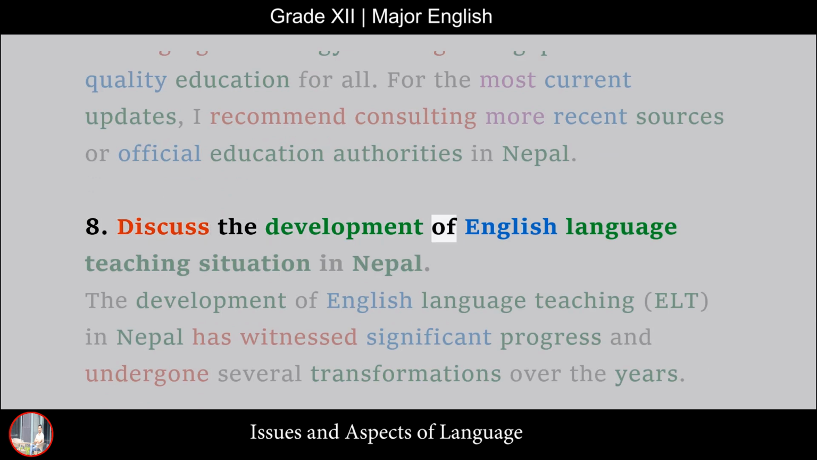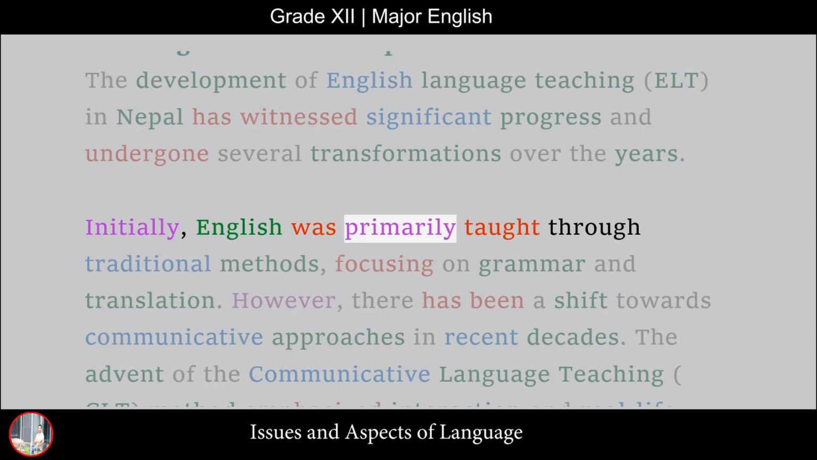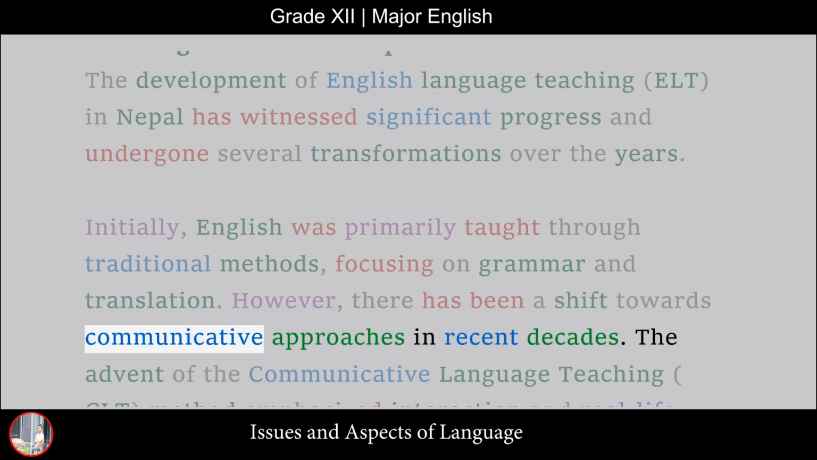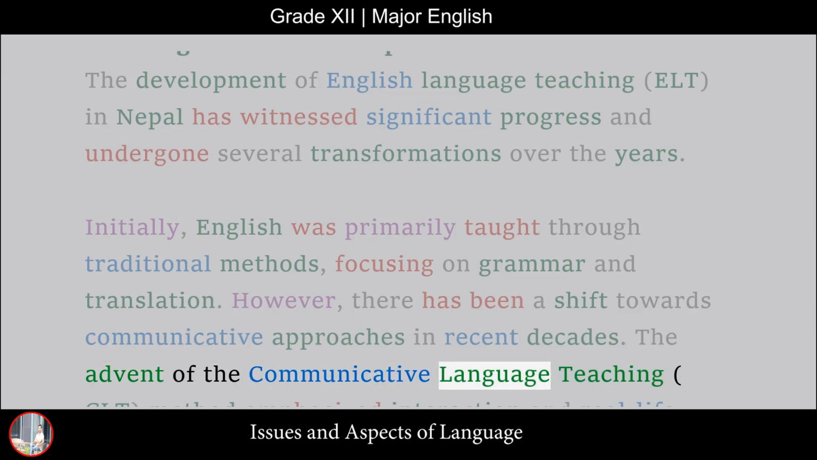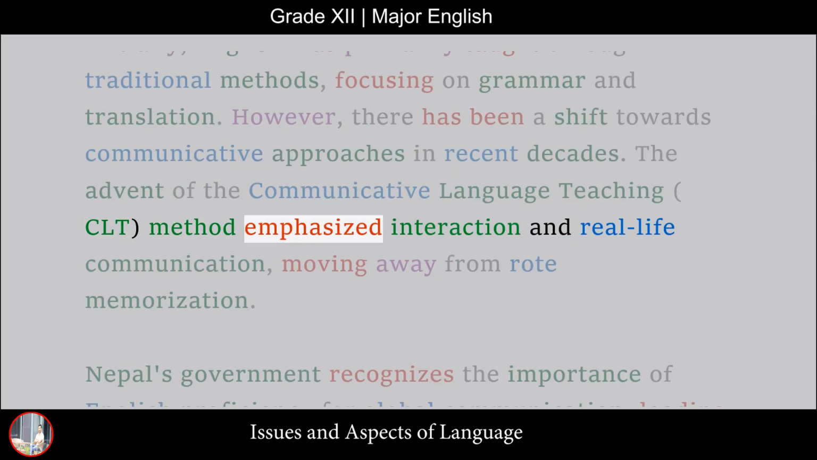8. Discuss the development of English language teaching situation in Nepal. The development of English language teaching, ELT, in Nepal has witnessed significant progress and undergone several transformations over the years. Initially, English was primarily taught through traditional methods, focusing on grammar and translation. However, there has been a shift towards communicative approaches in recent decades. The advent of the communicative language teaching, CLT, method emphasized interaction and real-life communication, moving away from rote memorization.